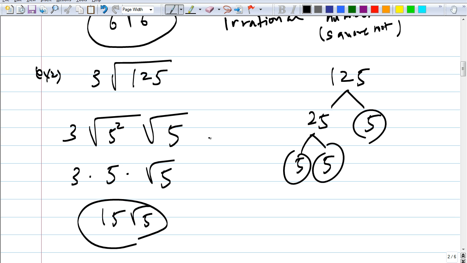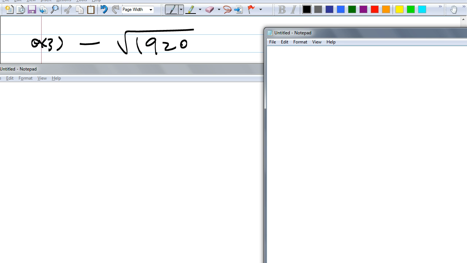Okay. But let's go on with the math. Are you done with this? Did you get it? Okay, then all of you, what about example 3? I'll give you something more interesting than the previous one. Negative square root of 1920. How do we simplify this? Go ahead, everybody try.